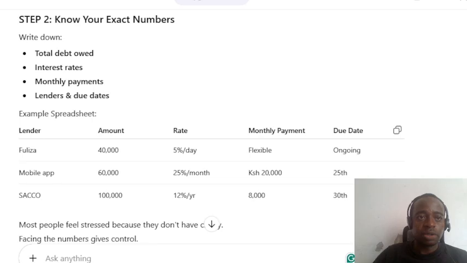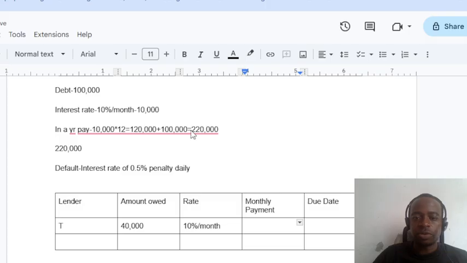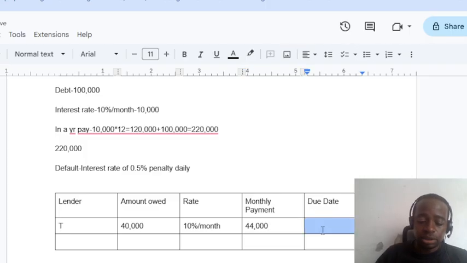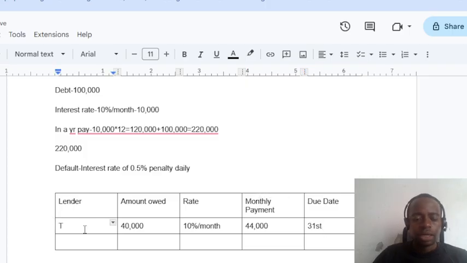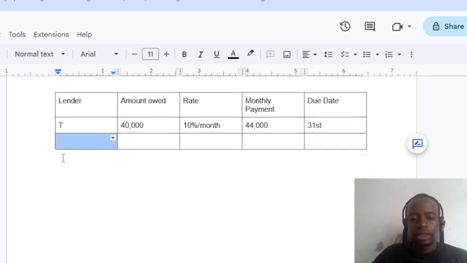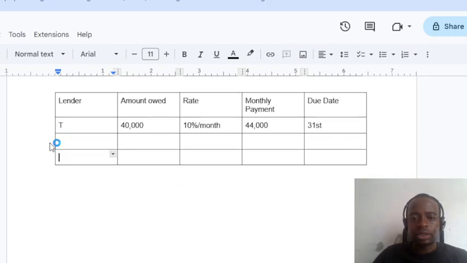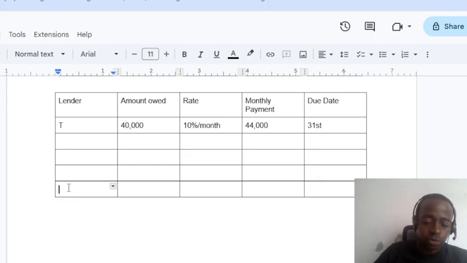So for the monthly payments, we can say that you're going to pay them on a monthly basis, so that is like 44,000. And probably say that the due date is, let's say, the 31st, that is the end of the month. So you go listing all the lenders that you owe together with the amounts, and then here at the end you can put the total. For example, let's say you owe 1 million.